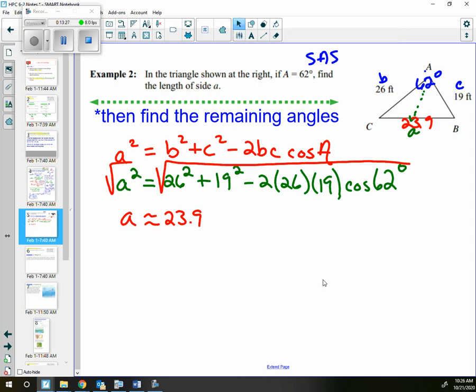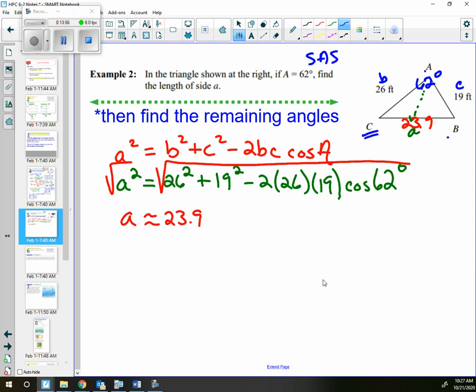So now what do I have left to find? Well, two more angles, right? Angle B and angle C. So we have to think about, okay, what makes sense to find next? In this case, I would find the smallest angle next, because I know the smallest angle has to be acute, right? Think about what you know for sure. The thing I know for sure is the smallest angle is going to be acute, so let's find that next. Which would be the smaller angle between B and C? Well, whichever one's across from the shorter side. So C is across from 19. I would find angle C next.